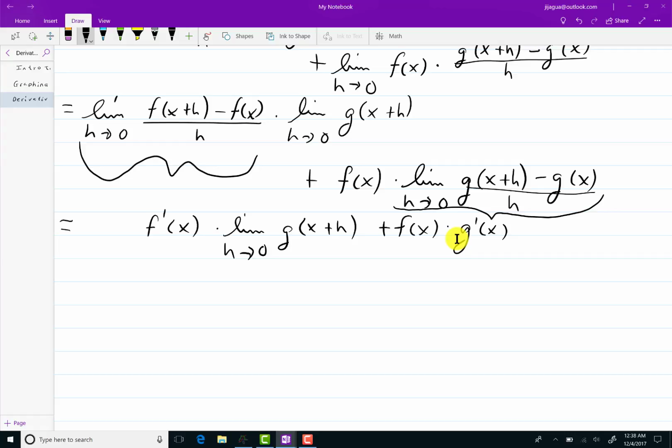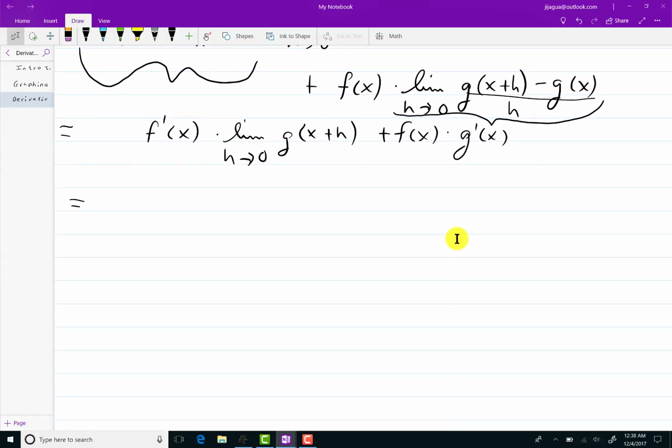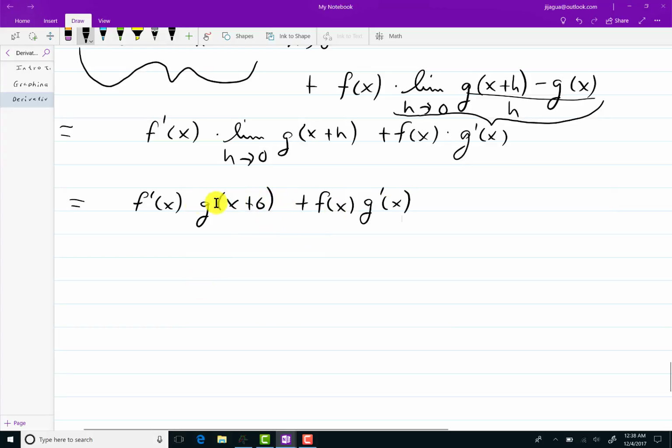Now, something that I will prove after I do some examples, but it turns out that if a function is differentiable, then it is also continuous. So what I'm going to end up getting is that you can allow h to go to 0 inside of here, and you'll end up with g of x plus 0 plus f of x times g prime of x. So of course the g of x plus 0 is simply g of x.